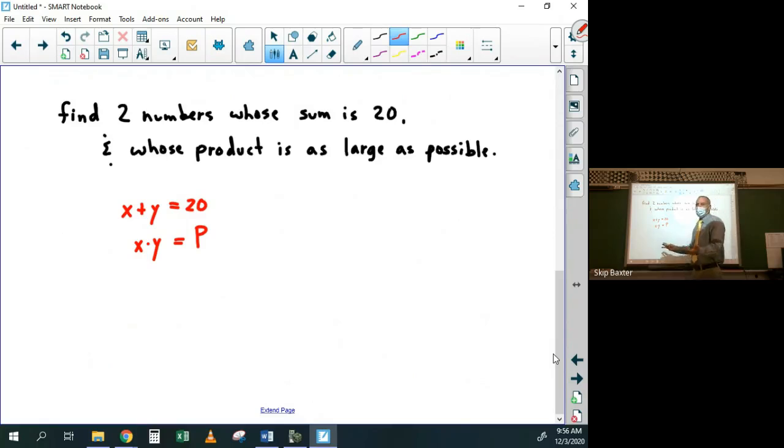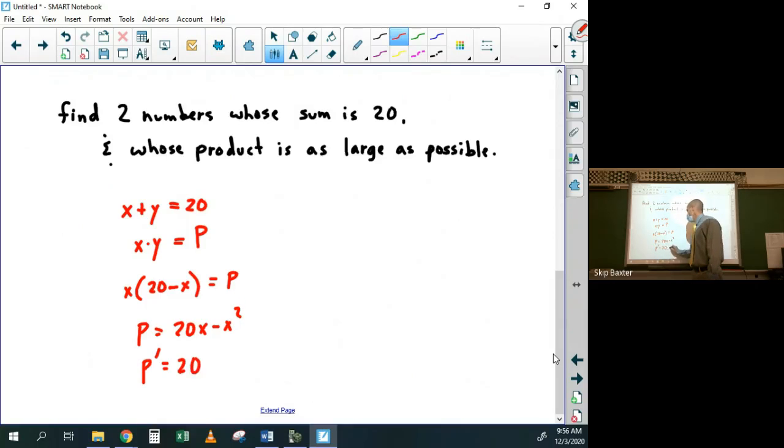Yeah, I mean, this is totally right. This is what we're trying to maximize. So you get it down to a single variable by solving for one of these variables. So you get x times (20 minus x) equals p. So p equals 20x minus x squared. P prime is 20 minus 2x. Set it equal to 0, x equals 10.